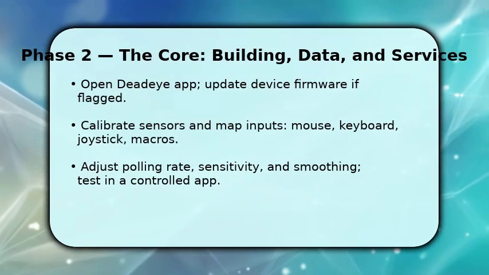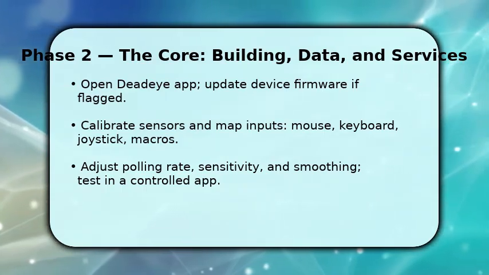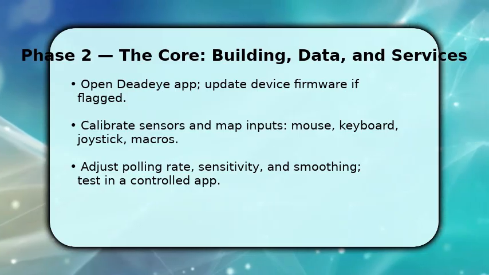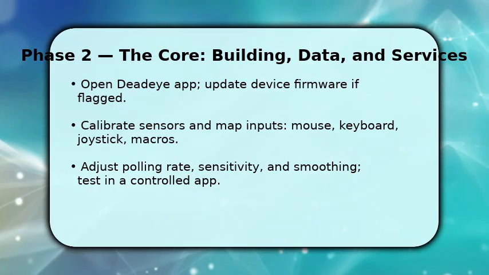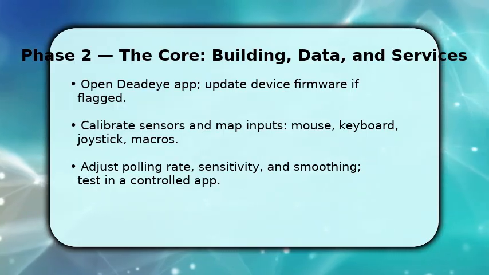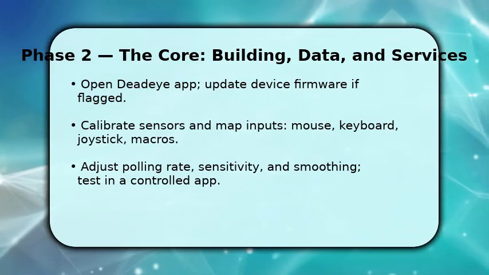You now configure the core settings inside the Deadeye application. Start by updating firmware if prompted, then run the built-in calibration routine to align sensors and aiming axes. Next, map inputs. Assign primary buttons, toggle macros, and set profile layers for different games or workflows.